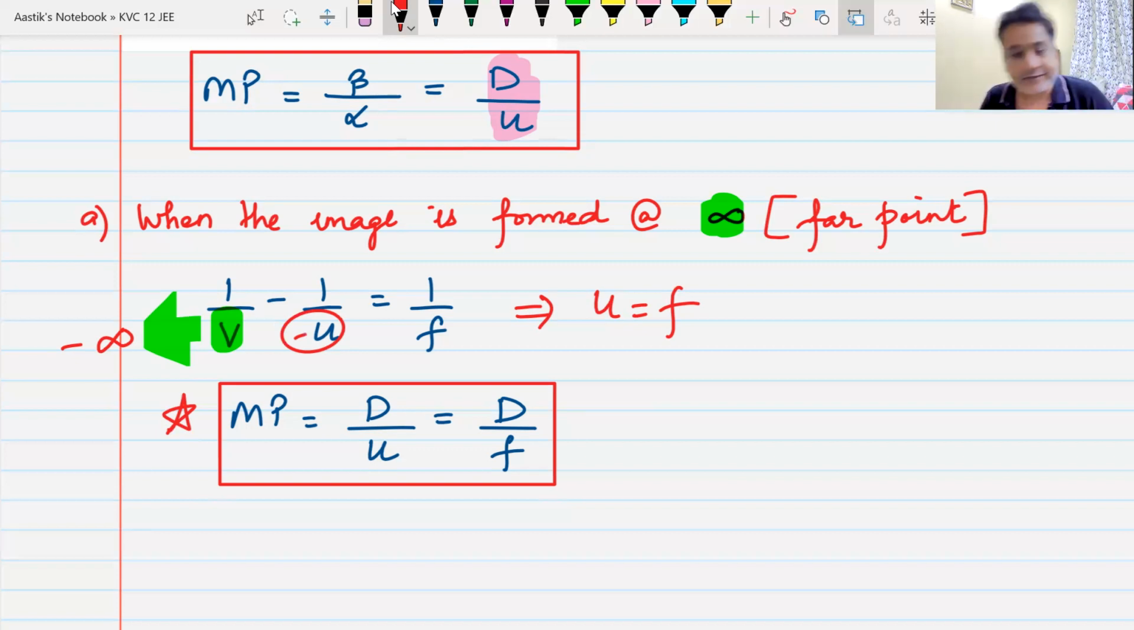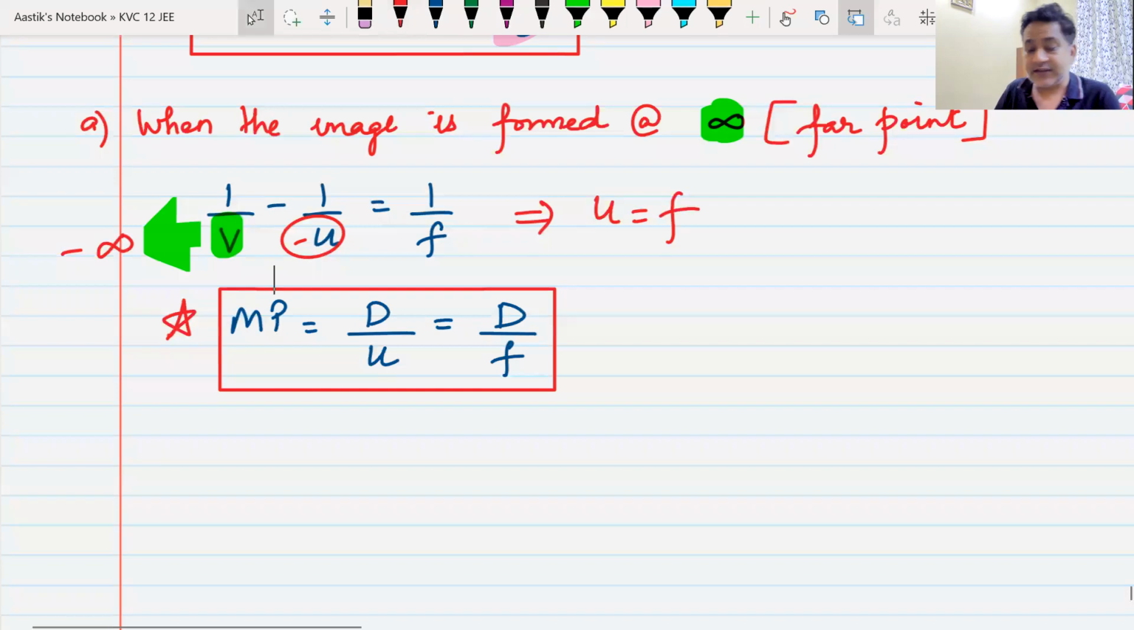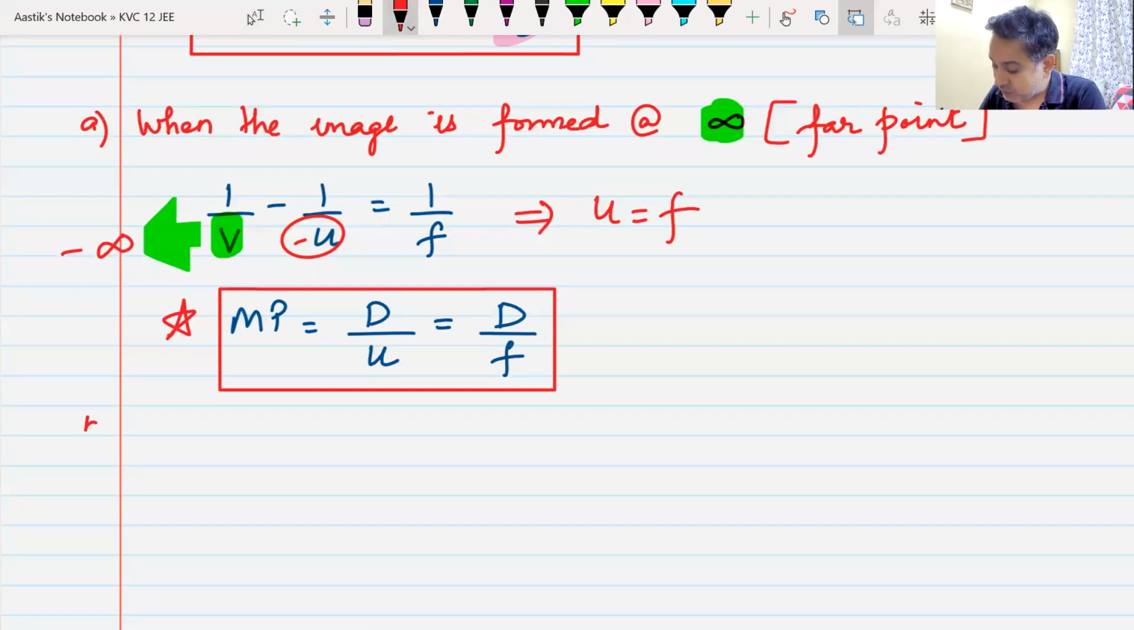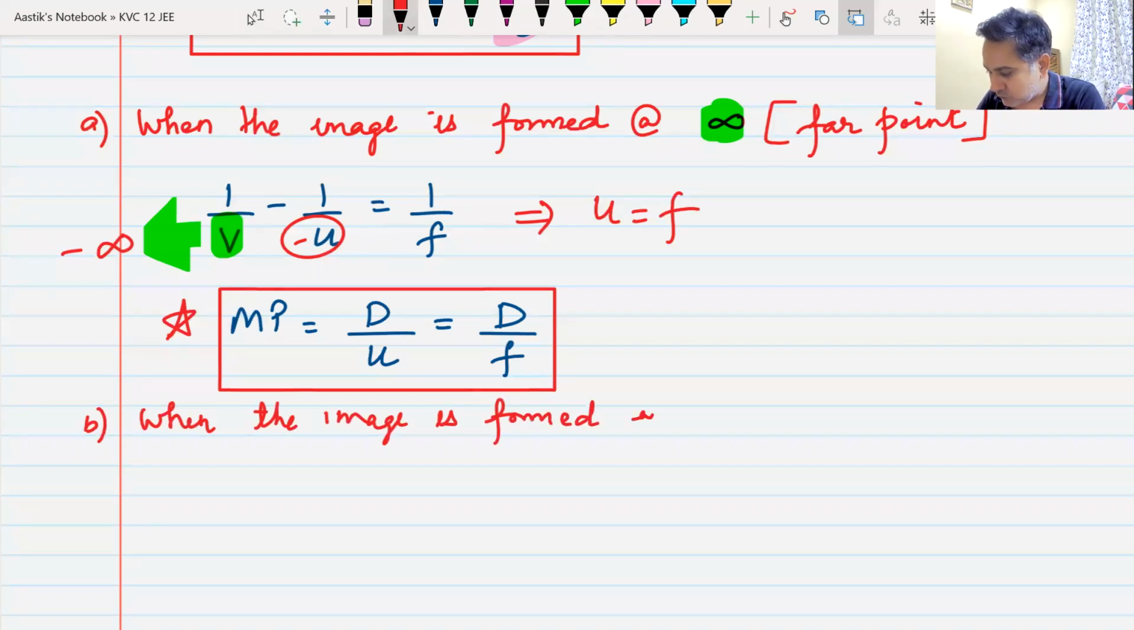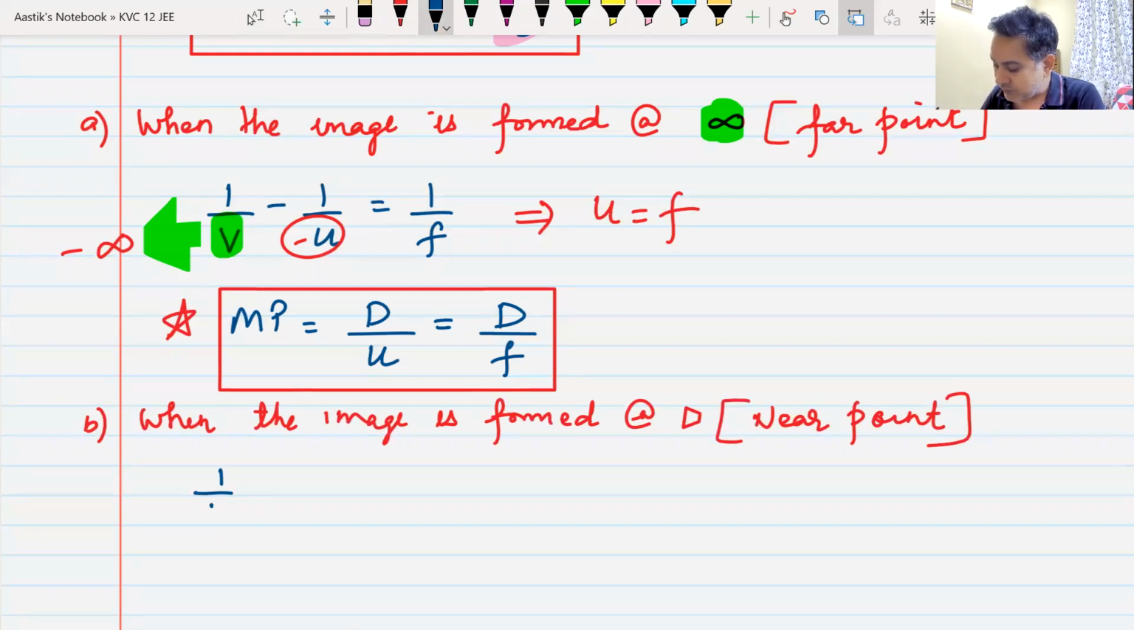Okay, got it? Now, similarly, what you got to do is we have to find out the answer in the second case. What is the second case? The second case would be when the image is formed at D. Instead of calling it D, some people may also call it the near point. What will be the formula in that case? How will you find out the formula? 1 by V minus 1 by U.